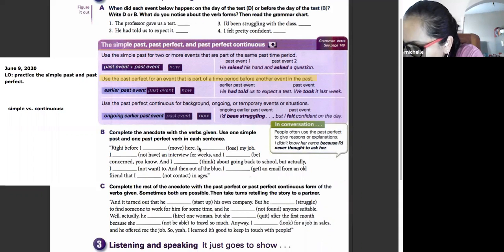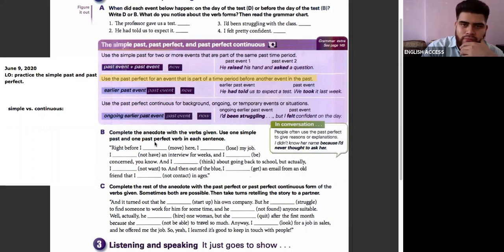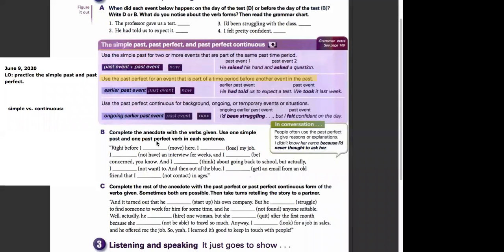So how do I write this sentence? Mitzi or Michelle? Right before I move here, I lose my job. Which one is simple past? Which one is past perfect? Right before I move here is perfect. Okay. Past perfect?